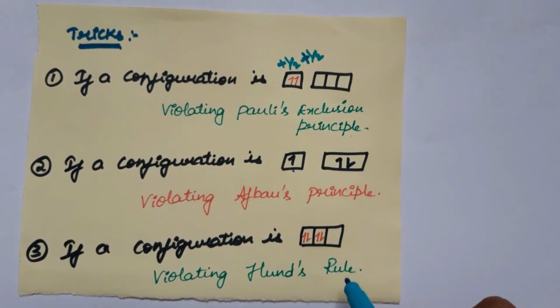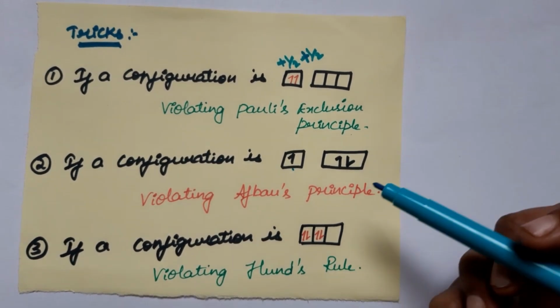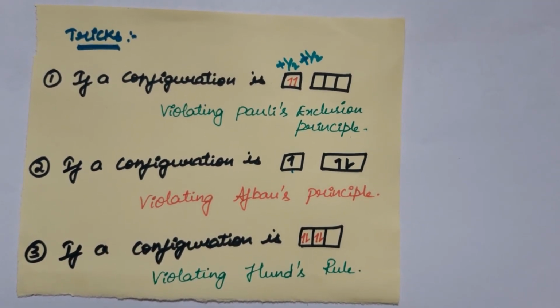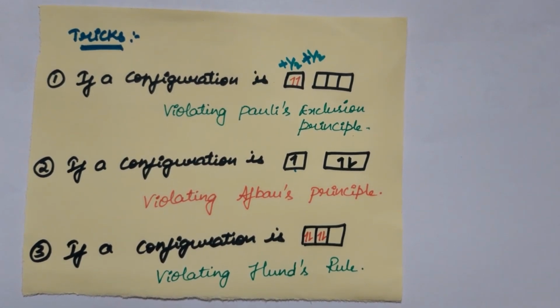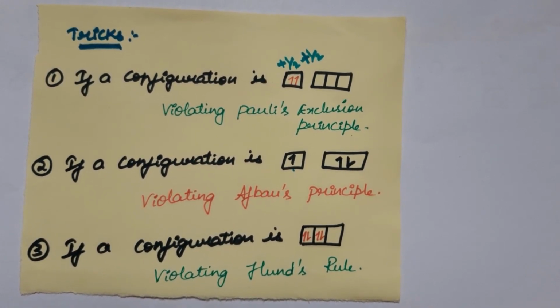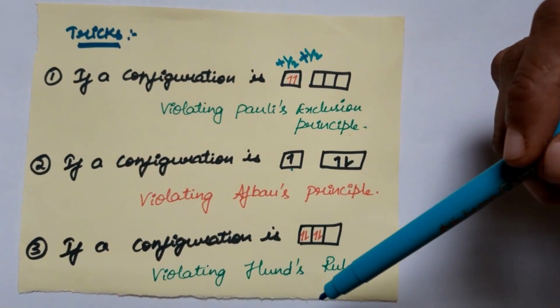If you observe this configuration, here 2 electrons or 4 electrons are filled in 2 orbitals. It is not obeying Hund's rule. As we know, Hund's rule of maximum multiplicity means pairing of electrons in the orbitals belonging to the same subshell P, D, F does not take place until each orbital belonging to that subshell has got 1 electron each. That is, it is singly occupied. That means here it is not obeying Hund's rule.